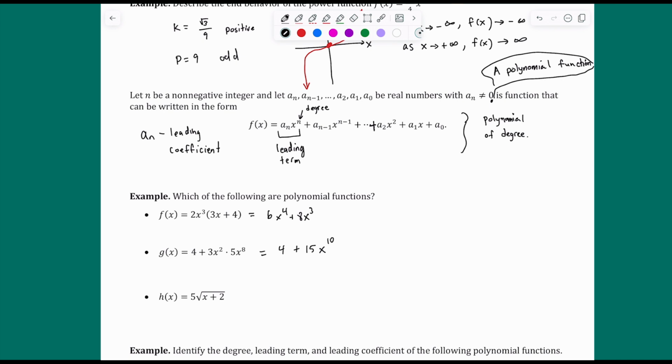And so these are polynomials. Both of these are. But the last function here, h of x equal to 5 times the square root of x plus 2, is not a polynomial.